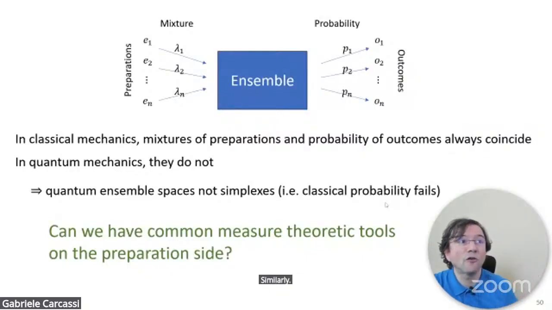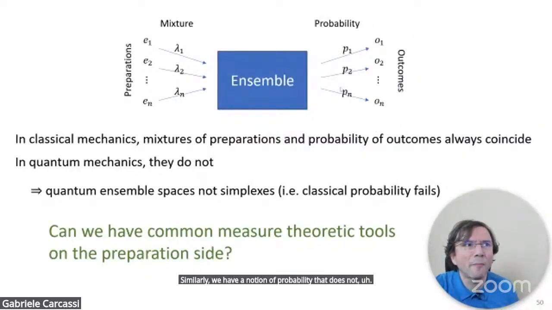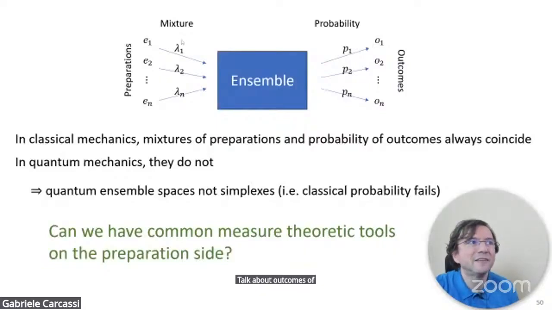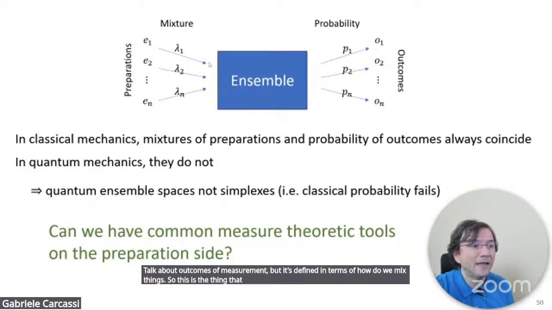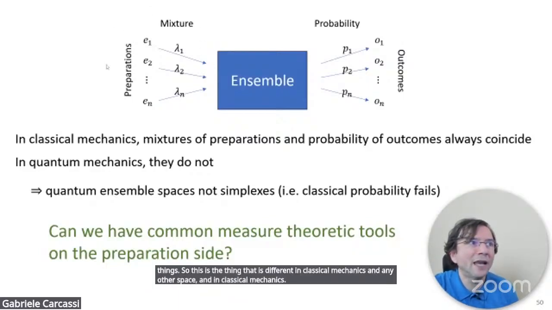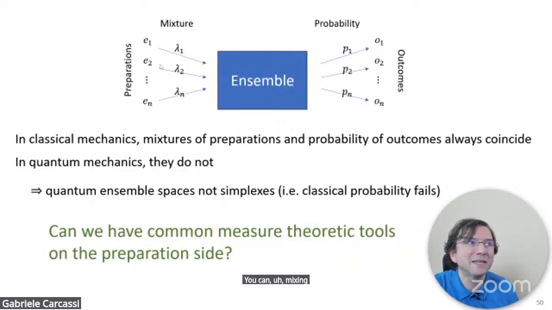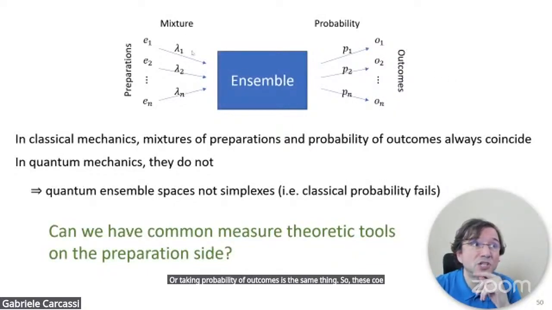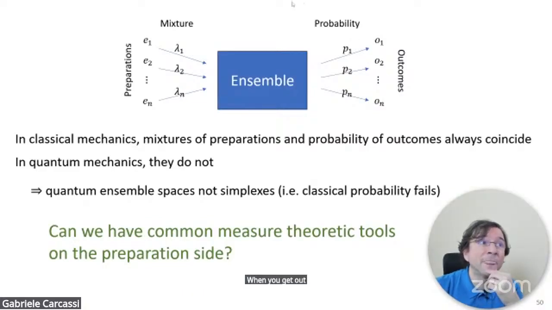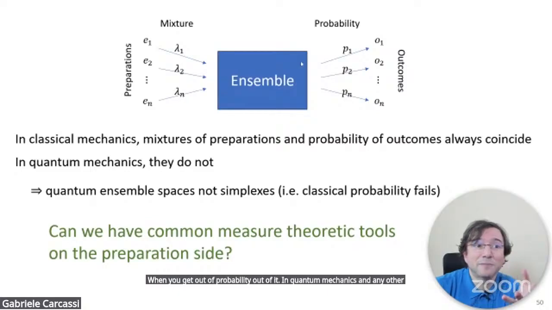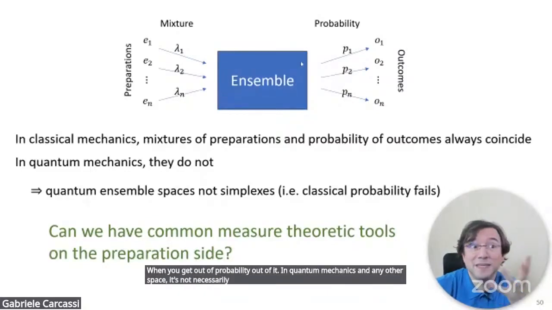Similarly, we have a notion of probability that does not talk about outcomes of measurement, but is defined in terms of how we mix things. This is where classical mechanics differs from other spaces. In classical mechanics, mixing things, creating an ensemble, or taking probability of outcomes is the same thing. The coefficients that you use in the mixture are the same coefficients that you use when you get a probability out of it. In quantum mechanics and any other space, that's not necessarily the case, and this is what is different.